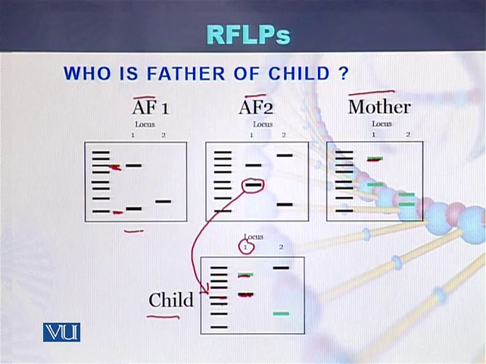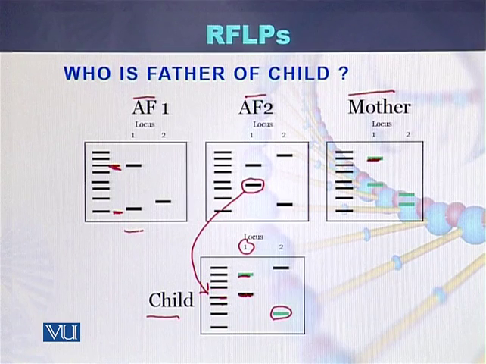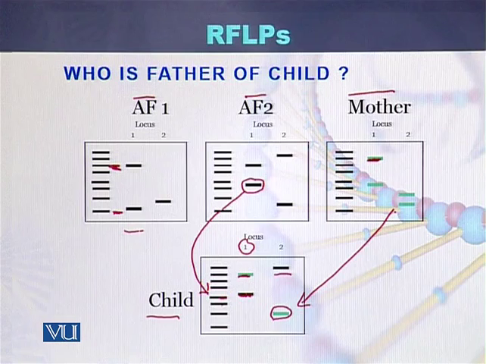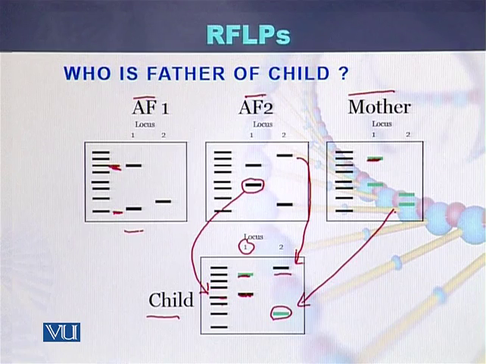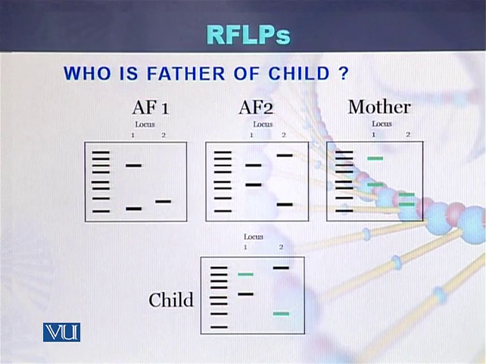Now if we do the comparison for locus number 2, in case of locus number 2, the child has 2 alleles. One is this allele. This allele has been inherited from the mother, while we have to see whether this other allele belongs to father 1 or father 2. If we do the comparison, this is actually the allele which is present in father 2 or AF2. So we can say that AF2 is the biological father of this child based on the alleles combination.